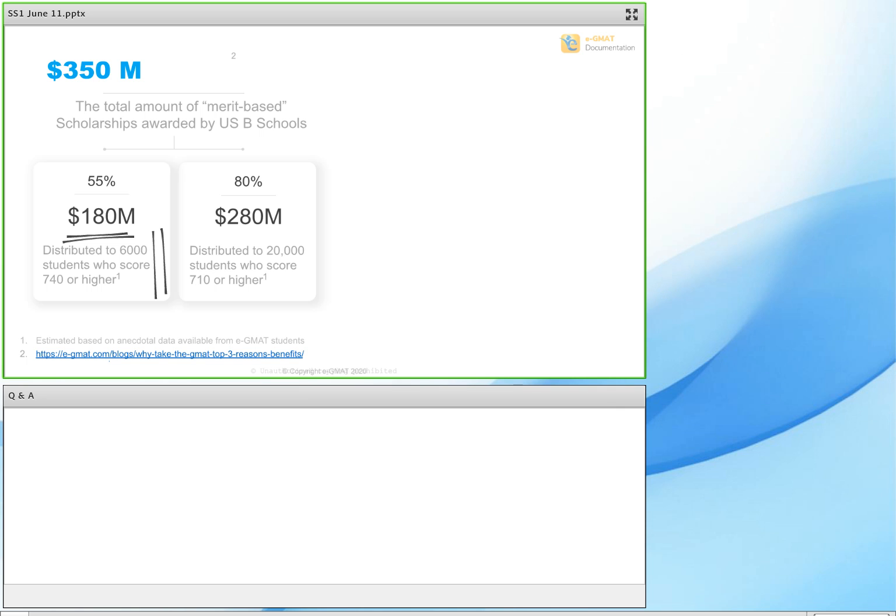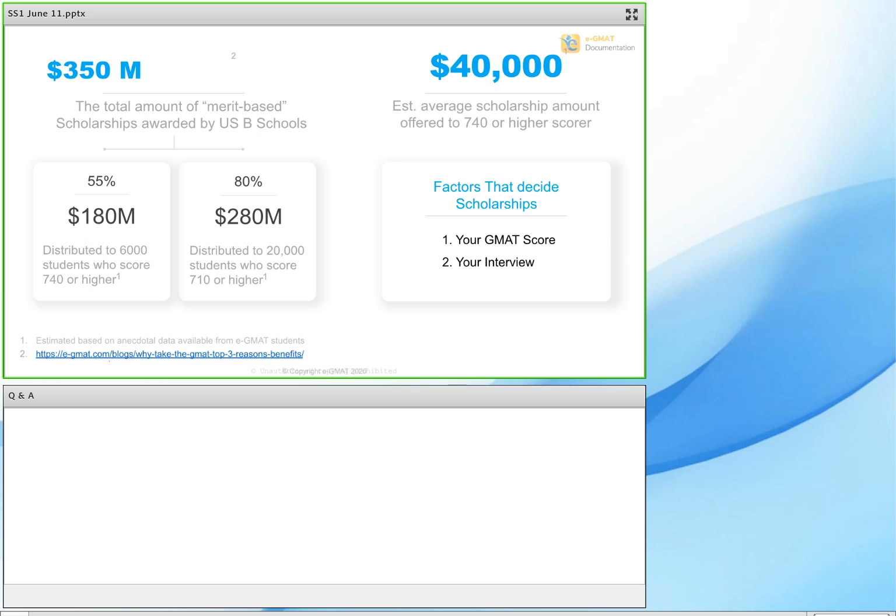And in fact, with 760 or higher scores, the numbers are even more interesting. So essentially, when you look at top 20 plus M7, that's where you get to that 40,000 odd number. And the factors that decide scholarship are your GMAT score as well as your likability during the interview.